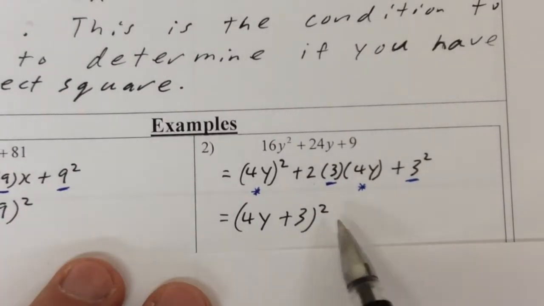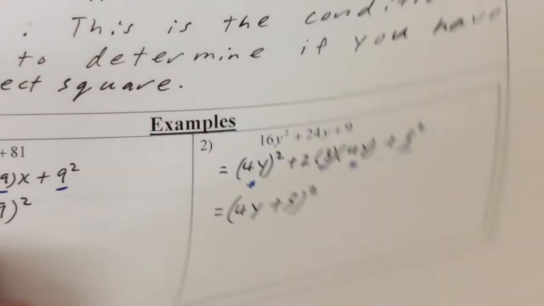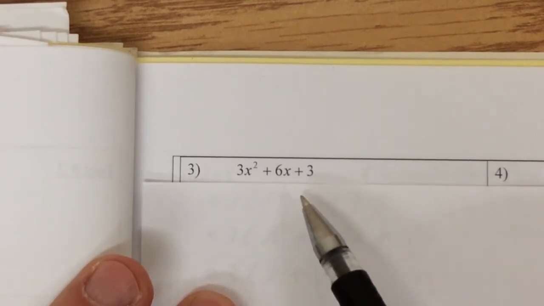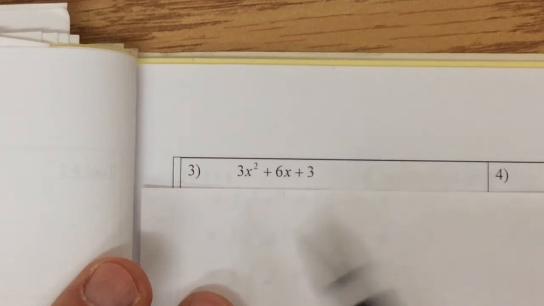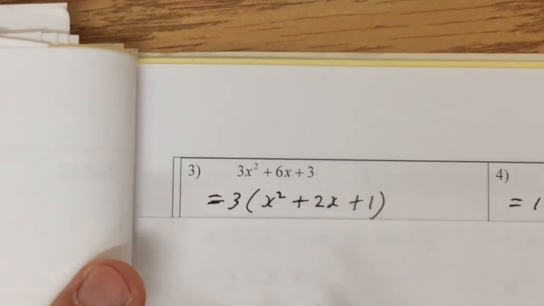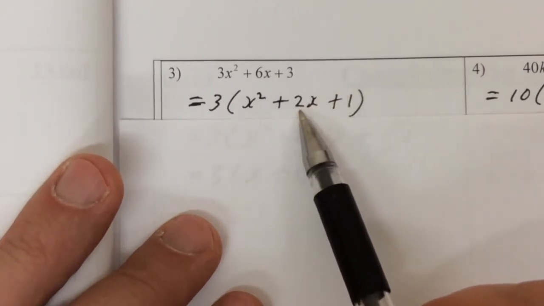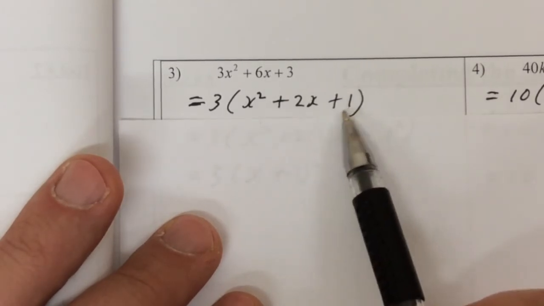So you might want to multiply this out just to check, see if you see that pattern. Couple more examples. So 3x squared plus 6x plus 3. Well, hope you notice first of all that you have a common factor of 3. So you take that out. Now, what's half of 2? Half of 2 is 1. 1 squared is 1. So this is a perfect square.